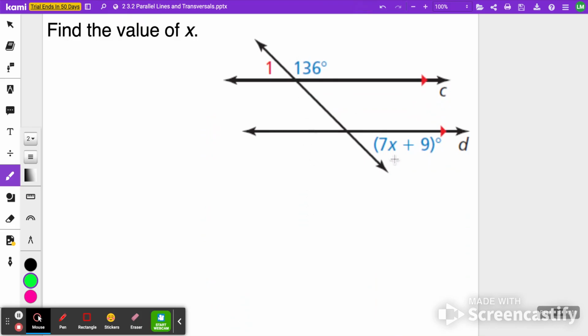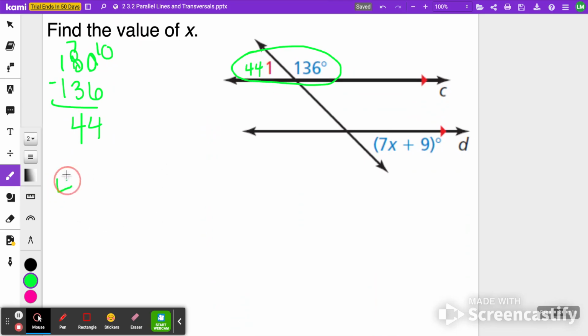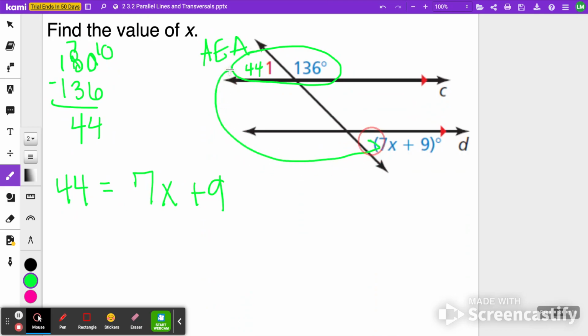136 and 7x are not alternate interior or alternate exterior, but what I do know is that I can find out what the measure of angle 1 is. Angle 1 plus 136 is 180, so all I have to do first is subtract 180 and 136. As I do that, I should get 44 degrees. So angle 1 is equal to 44 degrees, which means 44 degrees is also equal to whatever 7 times x plus 9 is, right? Because these are alternate exterior angles from here down to here.